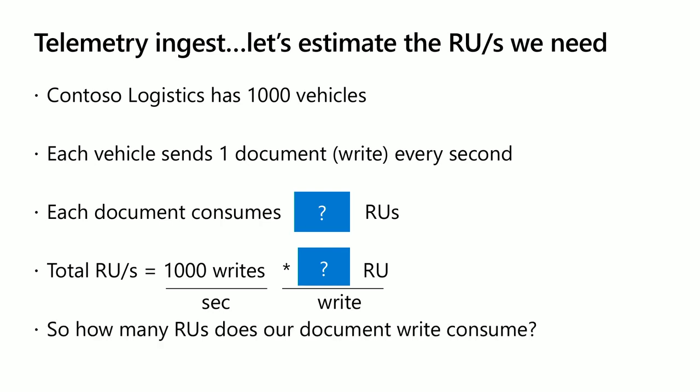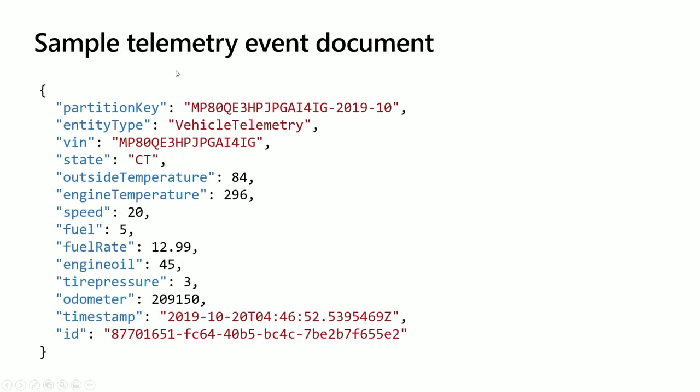So now the question is, if we do a write against Cosmos DB, how many RUs does the document consume? The first question, you can't answer this until you know what the document is. So for our use case, we're going to have a sample telemetry event document that looks like this. It has some info about the vehicle, the VIN, the state it's in, and some data about where it is on the road, speed, et cetera. Things you might want to track about a vehicle on the road. Now we need to figure out the next missing piece, which is how to actually get the RU charge.